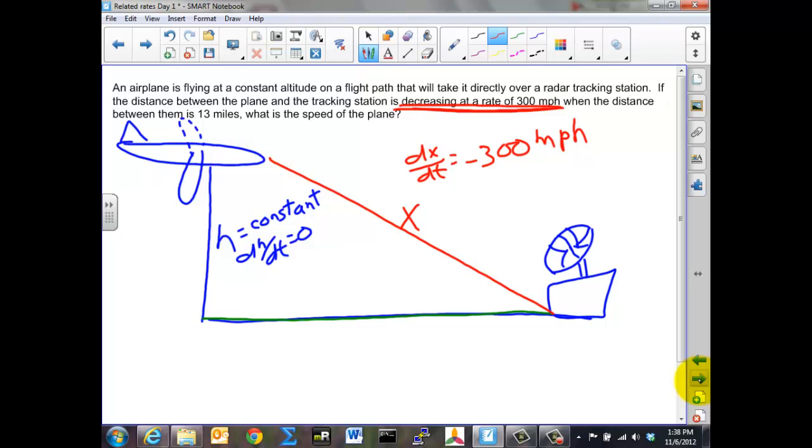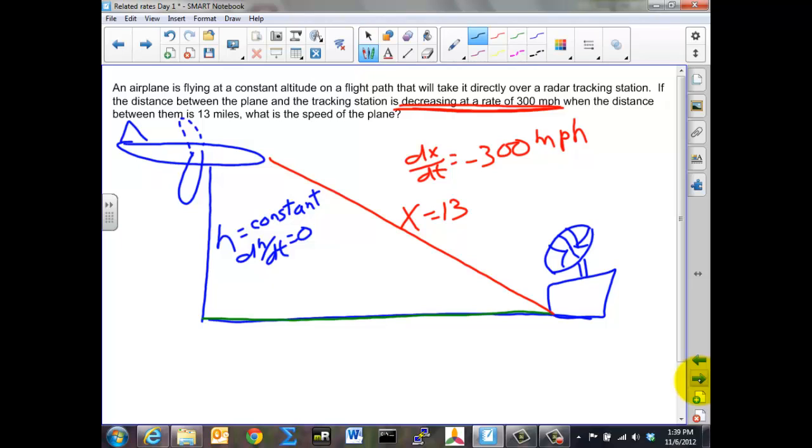It is decreasing at a rate of negative 300 miles per hour when the distance between them is 13 miles. So what's 13 miles? X is 13 miles, because that's the distance between them. What is the speed of the plane? What is that asking for? How fast the plane's going. How fast is the plane going?